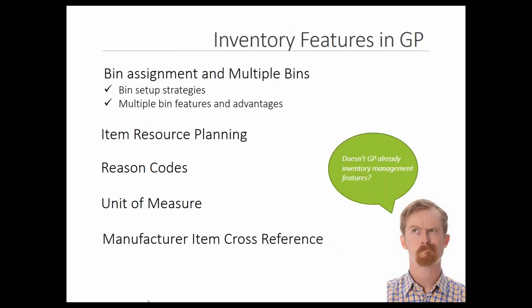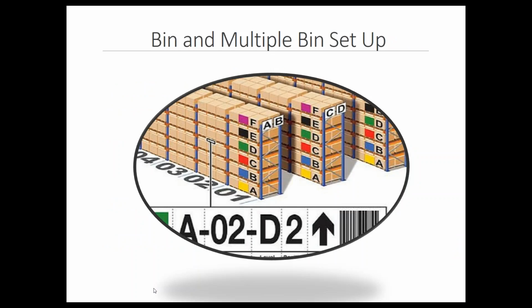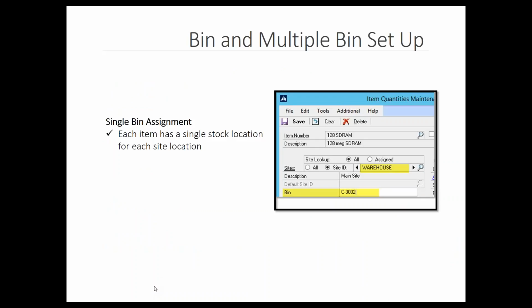I'm going to get into a few more things that are going to be features related to GP itself and our application. So we're going to be talking a little bit about bin assignments, item resource planning, reason codes, unit of measure, and manufacturer item cross-references.